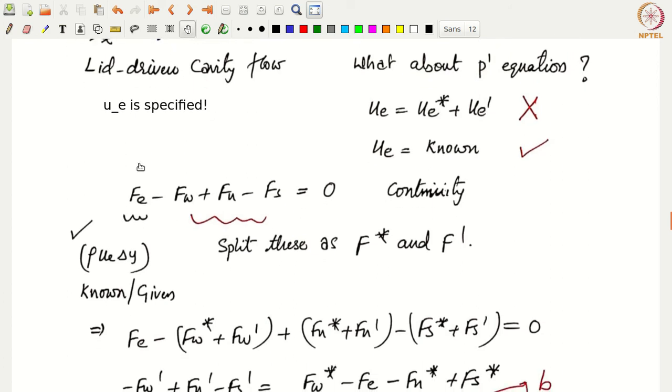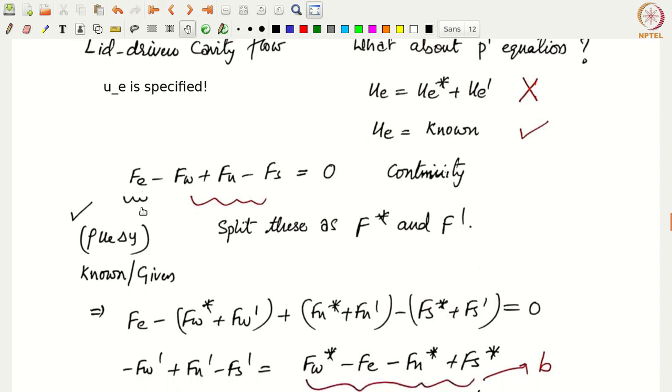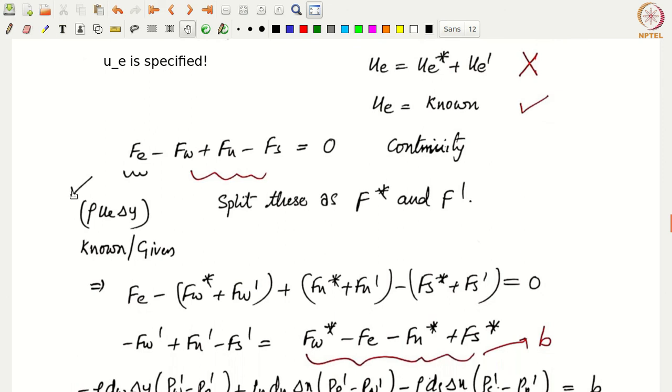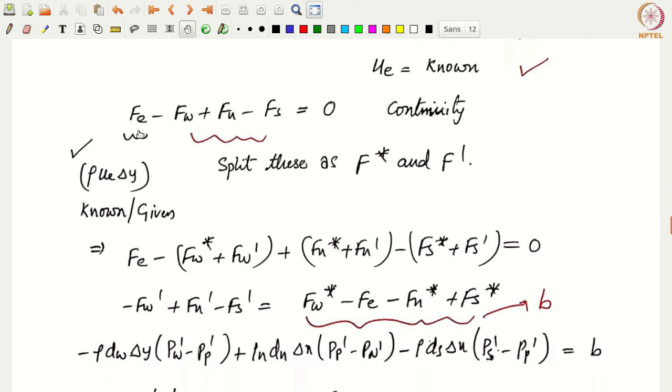Now this Fe value is already known. Of course, in this particular context, if UE is 0, Fe is 0. But in general, let us say Fe equals rho UE delta y. This is already known. So let us substitute for this. Once this is known, where will this term go? This term will go into the B term, right? Okay. That means we can write this as, and the remaining terms, that is Fw, F north, and F south, can be decomposed into star values and prime values, leaving Fe as it is.